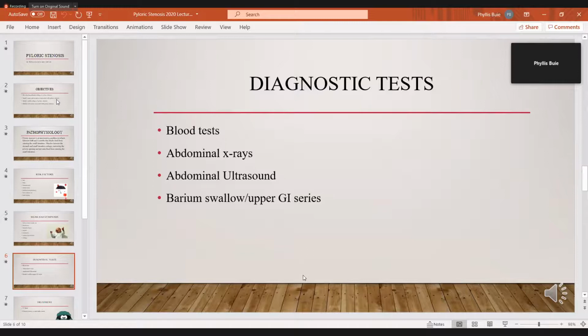So what are some diagnostic tests that we can look at for these babies? Well, we can certainly look at blood tests. We can look to see if they're dehydrated or if they have any type of an electrolyte imbalance through blood tests. We can look at some X-rays to look at the images of the internal tissues, bones, and organs and other things on the X-ray film in that area.